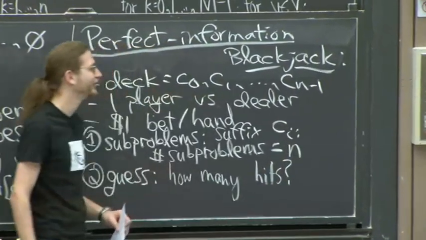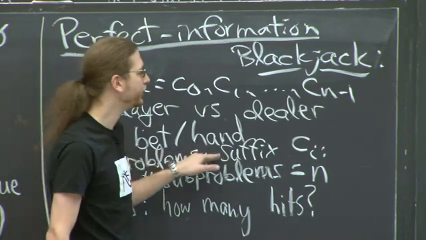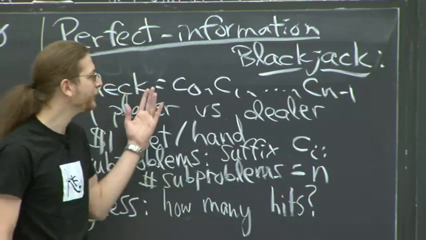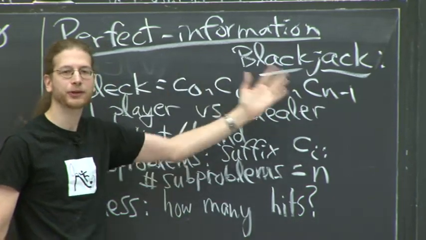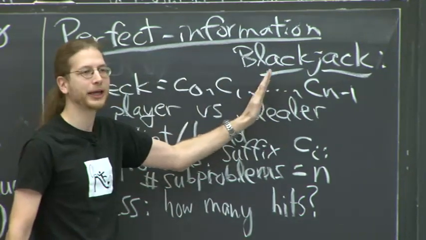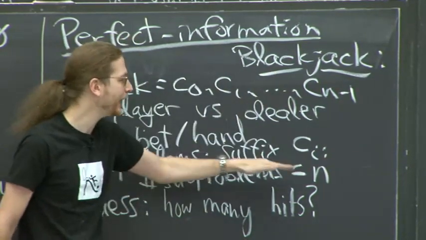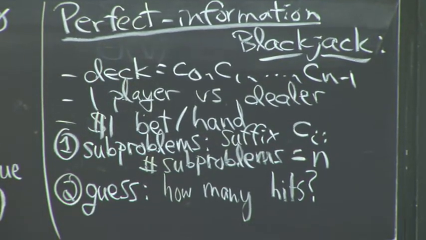Okay, this is really important. It's really useful that we're thinking about suffixes. It's not that some subset of the cards have been played. That would be really hard because there's exponentially many different subsets that could be left. It's always a prefix that gets played, and therefore a suffix is left. And there's only n suffixes. Remember that. I'm going to use it over and over in dynamic programming.